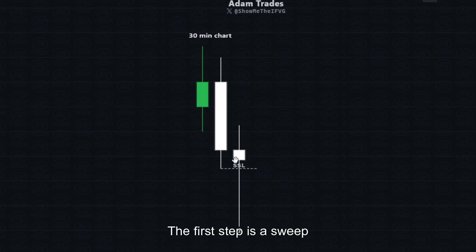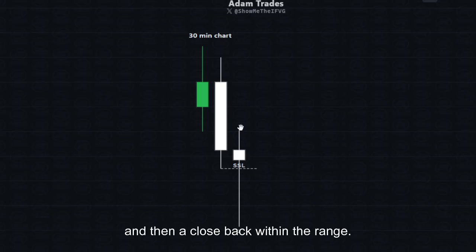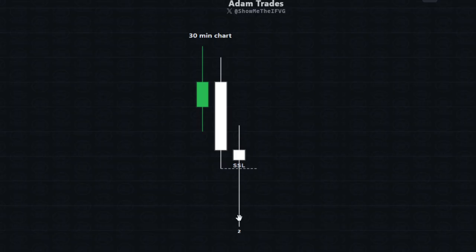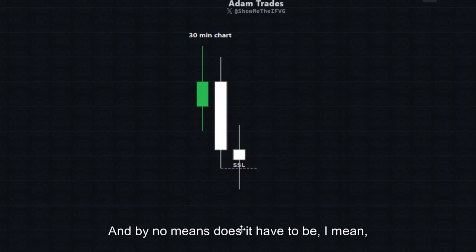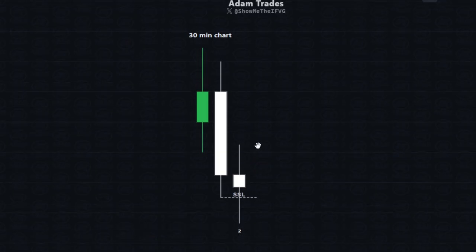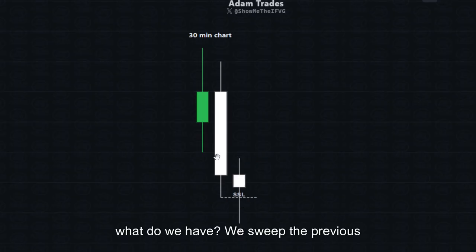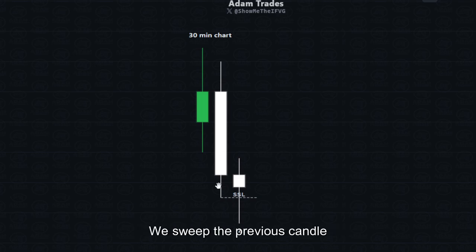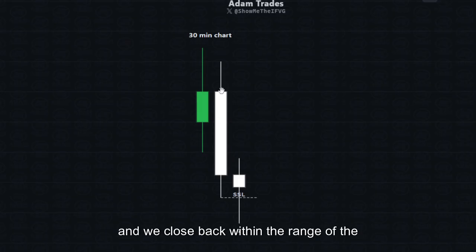The first step is a sweep of the previous candle and then a close back within the range. As you can see here, we drew out an actual candle 2. So you get this big liquidity sweep and then a close back within range. And by no means does it have to be crazy. So what do we have? We sweep the previous candle. If this was a 30 or an hour, doesn't matter. We sweep the previous candle and then we get a rejection and we close back within the range of the candle. So that is step 1.